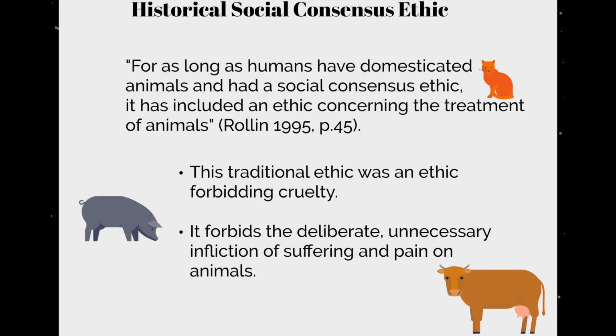So Rollins argues that we've historically had a social consensus ethic. And he says, quote, "for as long as humans have domesticated animals and had a social consensus ethic, it has included an ethic concerning the treatment of animals," end quote. So Bernie's like, listen, there's 2,000 plus years of discussions concerning biomedical ethics and concerning what right behavior looks like in medical contexts, and that often included research contexts as well. And we have all of these codes, but they typically don't discuss animals.